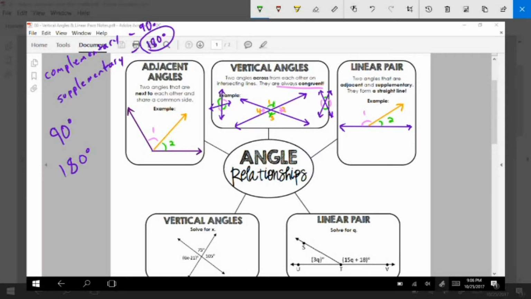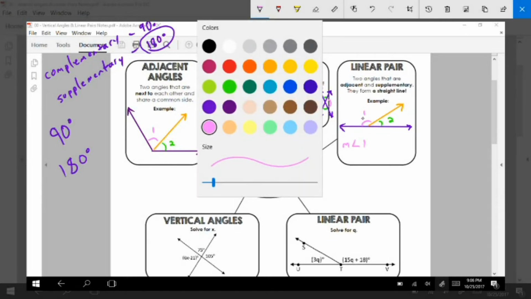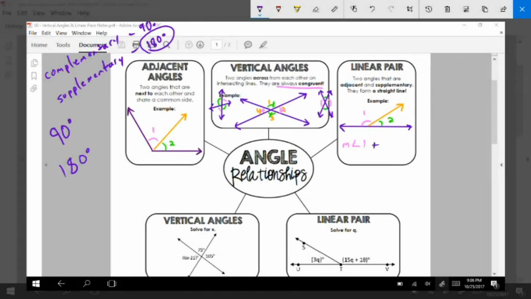That means measure of angle 1 plus measure of angle 2 equals what? Because they're supplementary? 180 degrees. That's right. And so that is a linear pair.